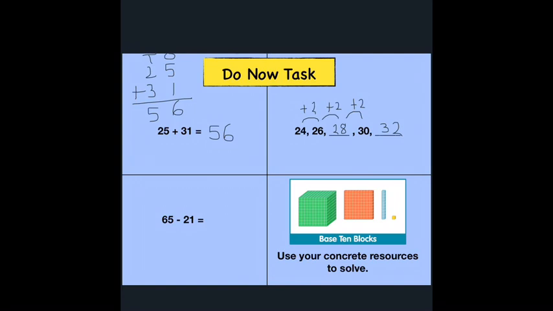And for our last question, we've got subtraction, so I'm going to make sure that I present this very carefully so they're in the right columns. And we've got our ones and we've got our tens. 5 ones take away 1 one leaves me with 4 ones. And 6 tens take away 2 tens leaves me with 4 tens.